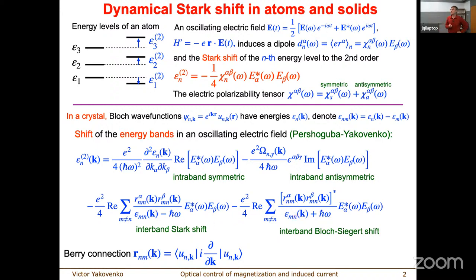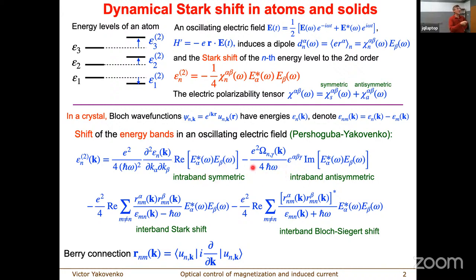But in addition to these terms, it turns out there are also intraband terms. So these are interband, and these are intraband terms, which come from the same band, because it has variable momentum k. These terms do not exist in an atom, because an atom is a localized system with a discrete spectrum, so there is no momentum and no band. So there are two extra terms.